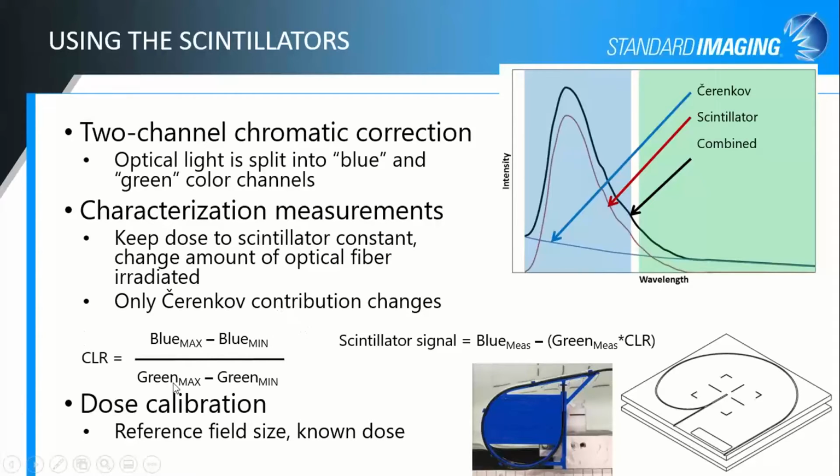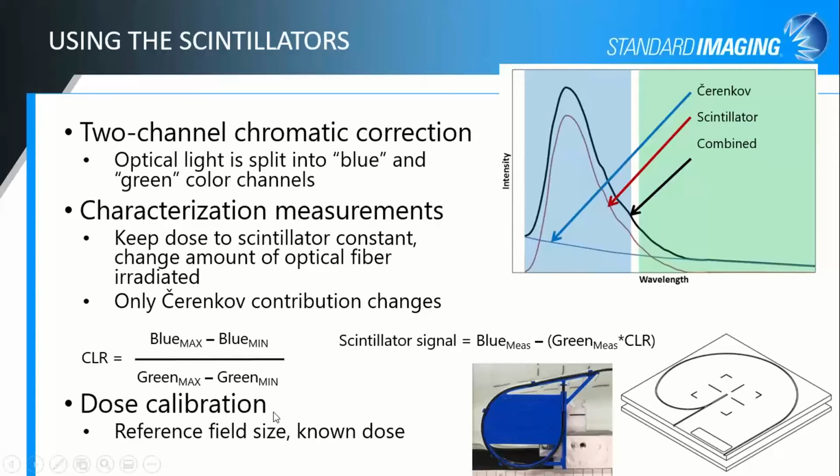We then use the change in the signal in the blue channel compared to the green channel to create what's called a Cherenkov light ratio. And then this factor is a constant. And it's used in subsequent measurements to take the signal in the green channel multiplied by that CLR to subtract that Cherenkov contribution that's in the blue channel. And that gives you your actual scintillation signal. And it's a quite stable and robust method to do it this way. We've had good luck with it.